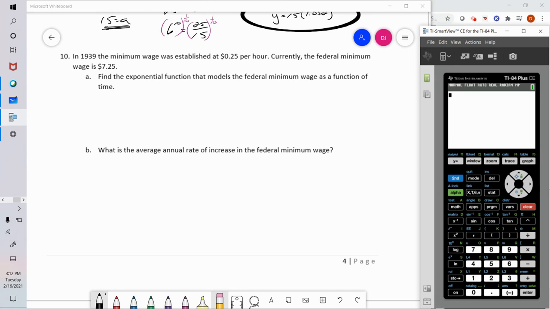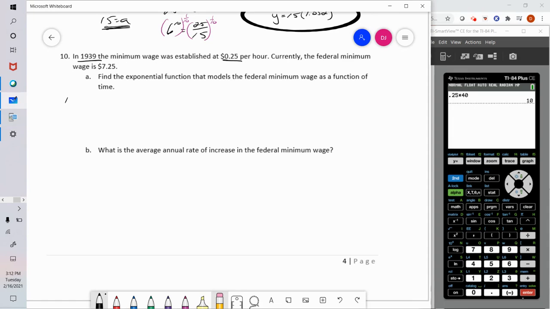So the minimum wage, a little historical perspective: the minimum wage was established in 1939 at 25 cents an hour, okay? I remember having conversations with my grandfather about working for about that much money. Do the math. 25 cents an hour, and you work 40 hours a week, you're making $10 a week. Of course, we're talking 1939. In any case, in 1939, the minimum wage was $0.25 per hour.